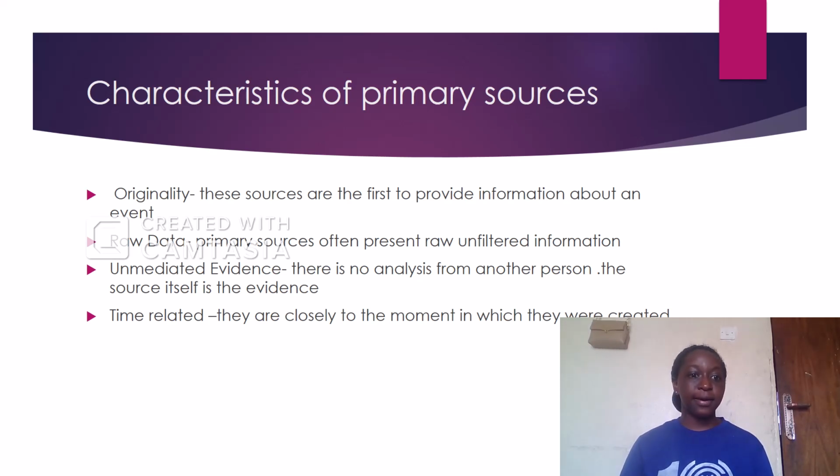The third characteristic of primary sources is unmediated evidence. There is no analysis from another person. The source itself is the evidence. Since I've told you that this information is not analyzed, it means the source itself is its evidence.